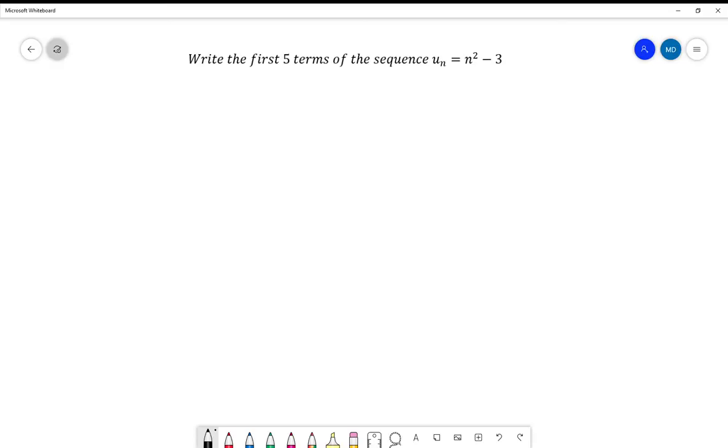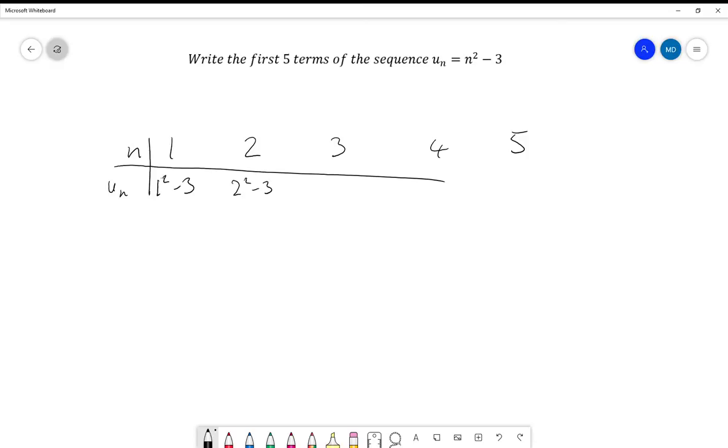So, first of all, let's go to something that doesn't have a sigma in it whatsoever. Write the first 5 terms of the sequence u_n equals n squared minus 3. For this, you might draw yourself out a table. Here's your n and here's your u_n. We want the first 5 terms, so you want n equals 1, 2, 3, 4, and 5. For 1, we get 1 squared minus 3. Here we get 2 squared minus 3. Here we get 3 squared minus 3, 4 squared minus 3, and 5 squared minus 3.